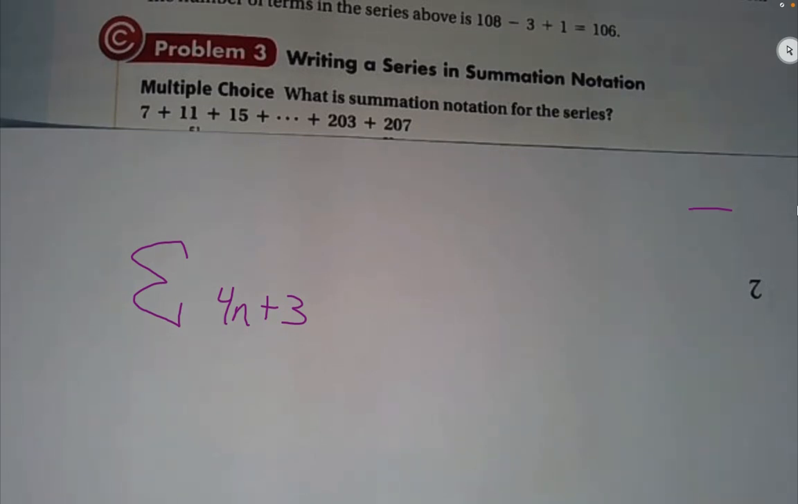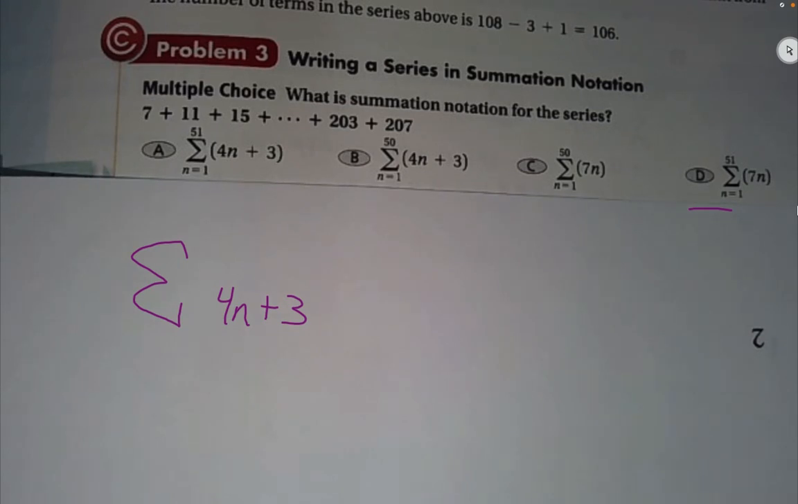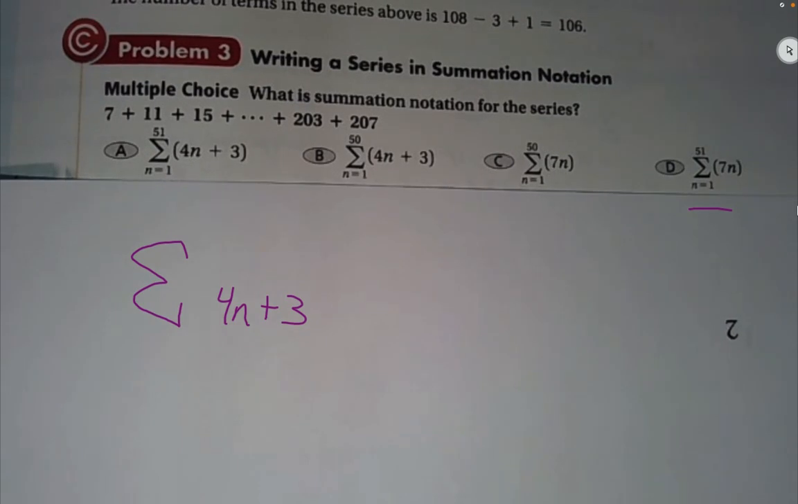Now, I have to know how many terms are in my series though. I do have to know that. I start at, and look, I'll show y'all. This is what it looks like for their answer choices. We already know it's not these two because that wasn't the right formula. But I'm going from 1, the first term, all the way to how many terms there are.